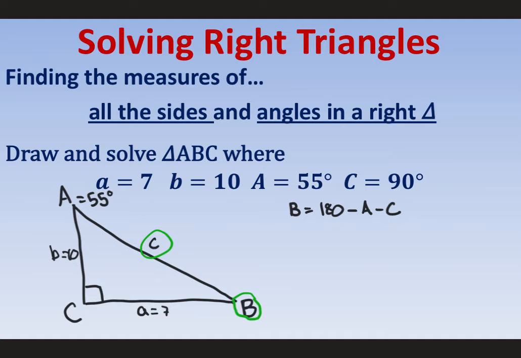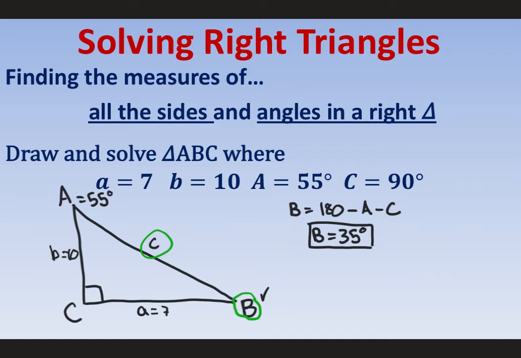All right, 180 minus 90 is 90. 90 minus 55 is 35. So big angle B equals 35 degrees. And there we go. We got big angle B. That one is now taken care of. Check. And then we got one last thing we need to do. We have to find little side C.